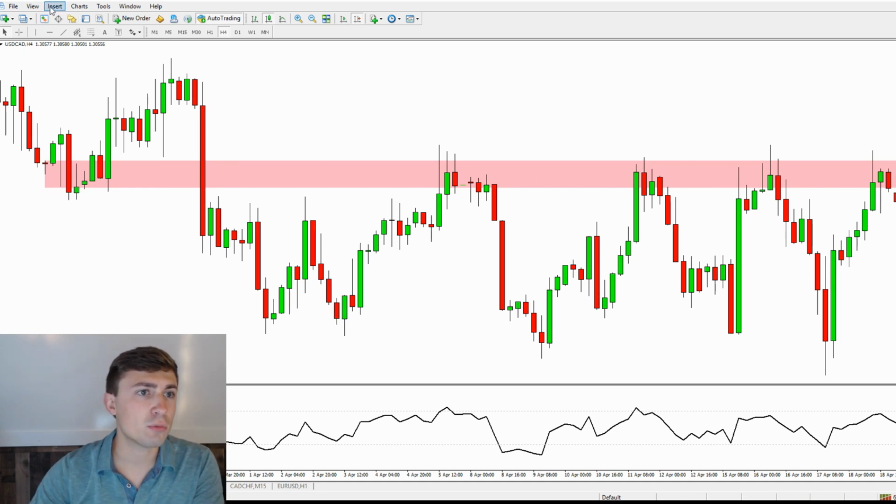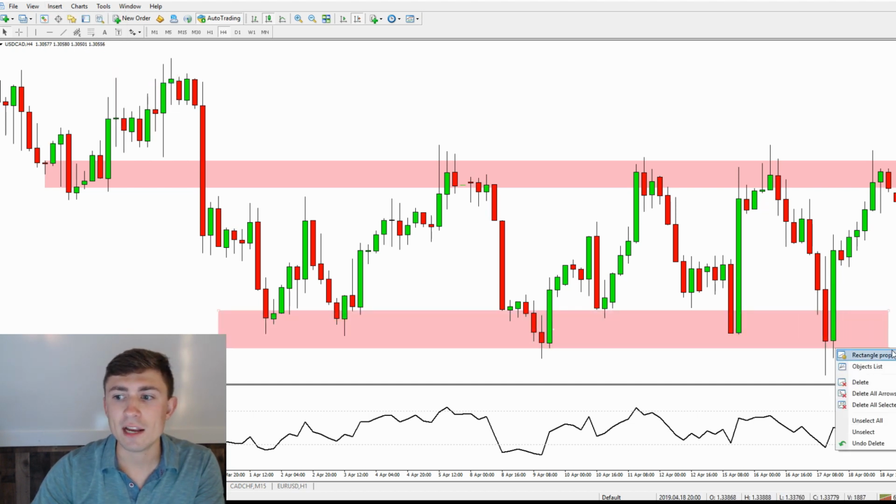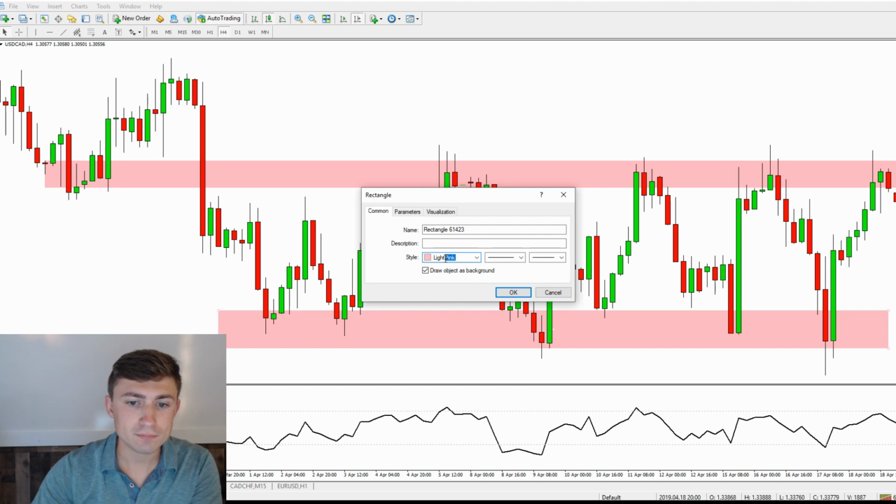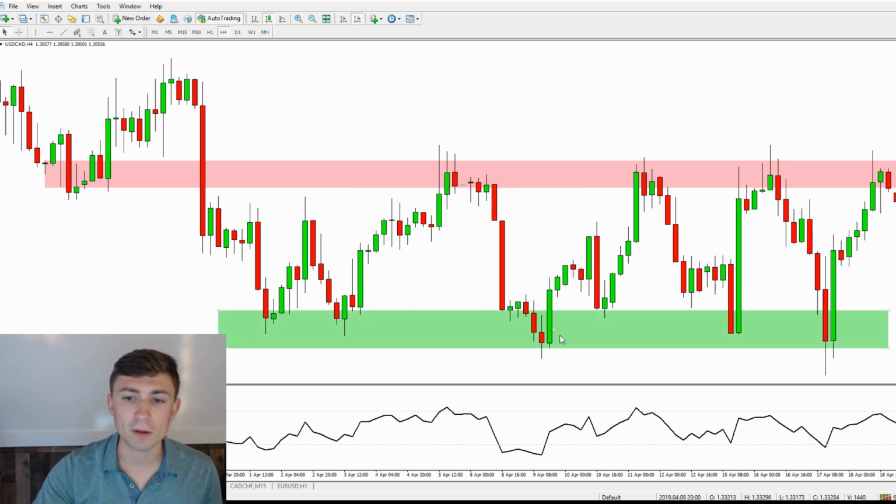Now, similar scenarios were on the bottom, right? We did have buyer support down in this area. If I go ahead and make that green, might actually be a little more helpful. So we do have a channel going on in this market.